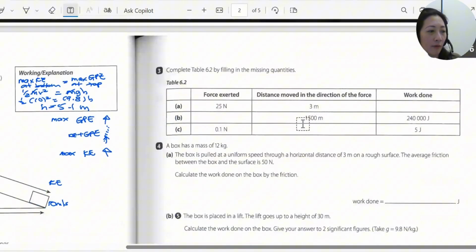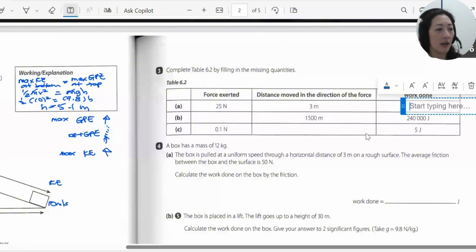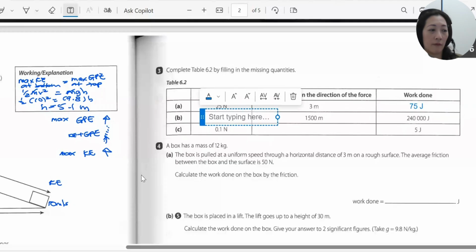Now let's move on to question 3. This is really easy because you just need to use the formula of work equals force times distance, and then you just rearrange the numbers accordingly. So to get work done, 25 times 3 should give you 75 joules. Please do not forget the units, because without units, you're not going to get full marks.